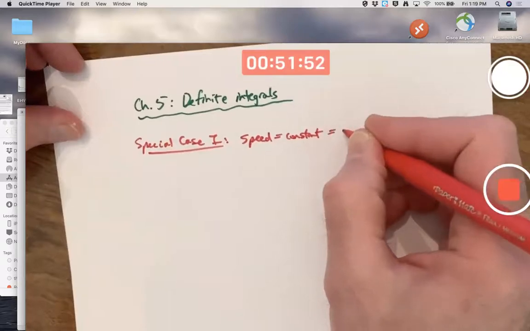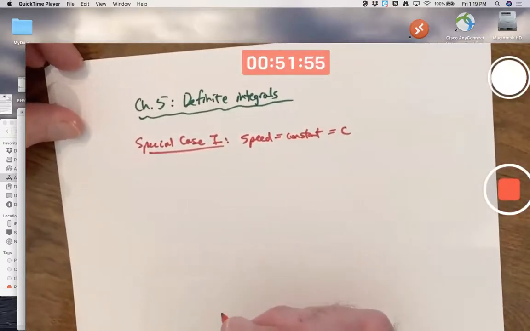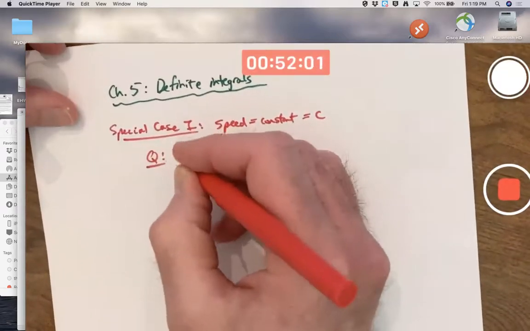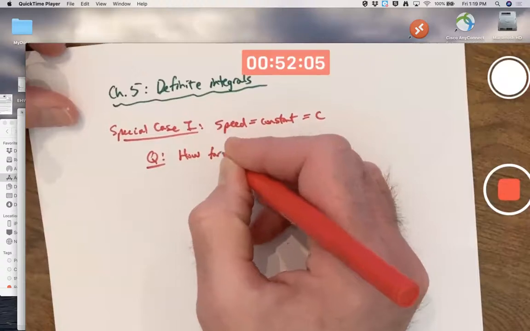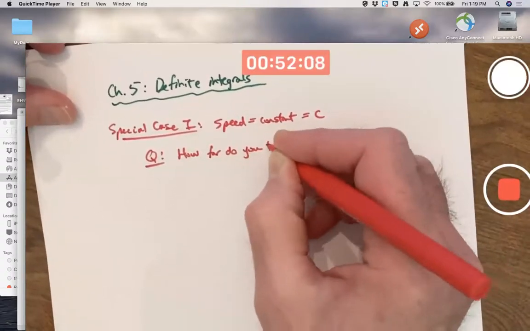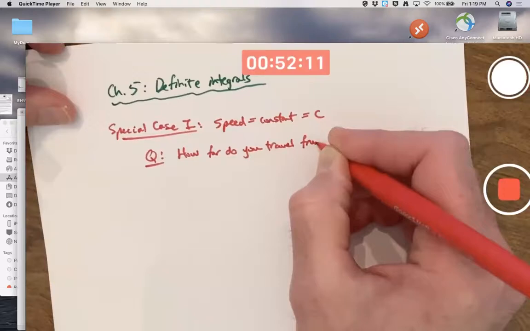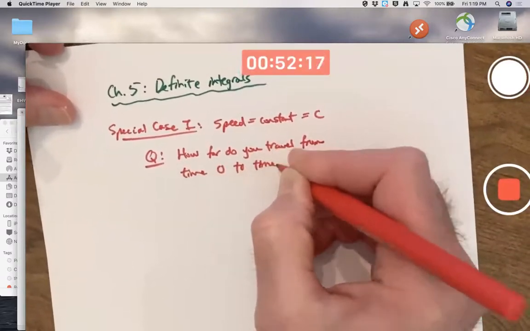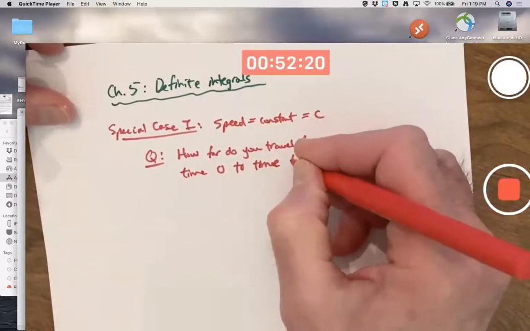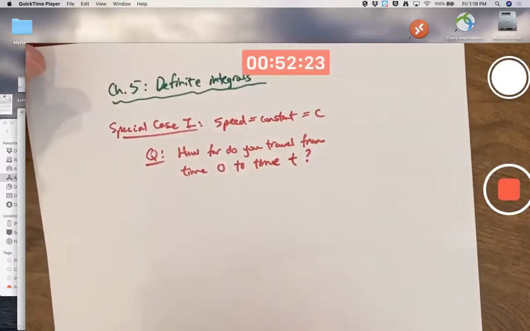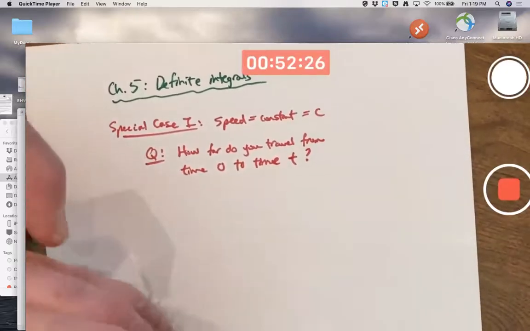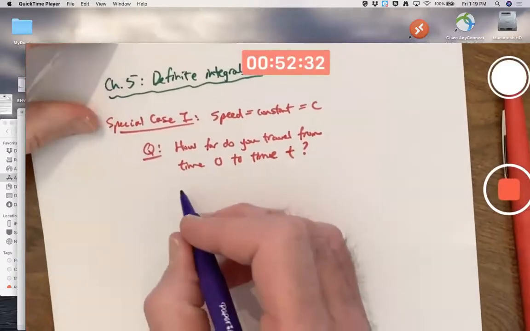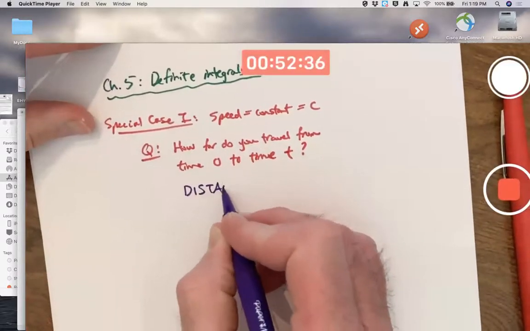Call the constant c. Question is, how far do you travel from time 0 to time some unspecified amount of time, call it t, if you're traveling at a constant speed c? Well, that's one of your favorite formulas, or should be. Distance equals rate times time.